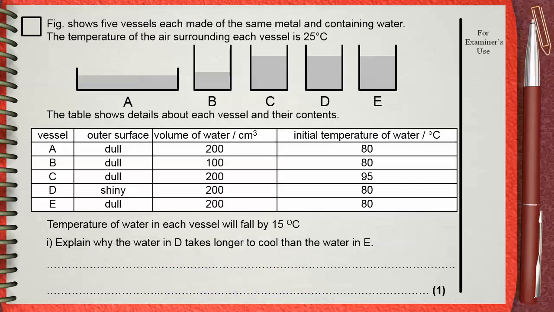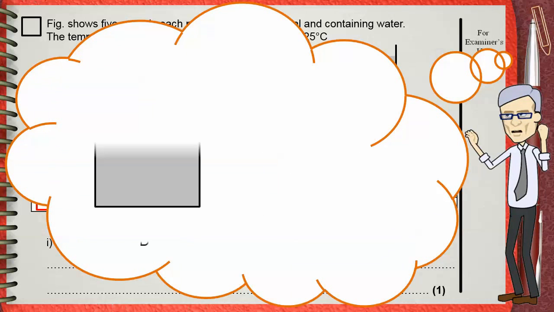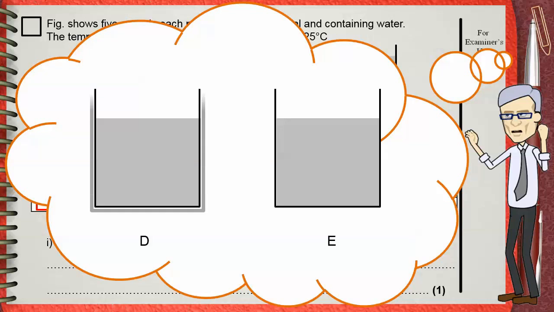Okay, let's look carefully at D and E. First, the outer surface of D is shiny, but the outer surface of E is dull. So what difference does this make? This is D and this is E. D is painted a shiny color, but E is painted black.